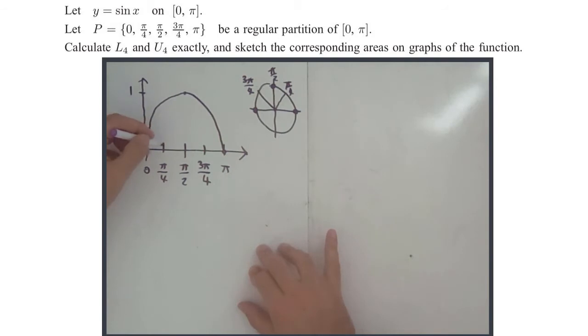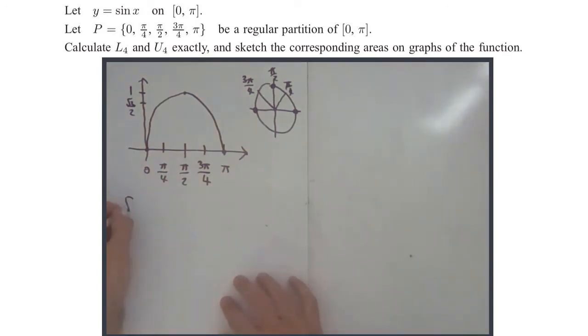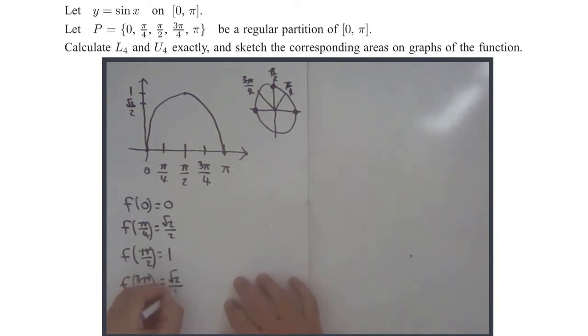So I know f of pi by 4 we said was root 2 over 2. F of 3 pi by 4 is also root 2 over 2. F of 0, remember it's sine 0, equals 0. F of pi by 4 equals root 2 over 2. F of pi over 2 equals 1, and f of 3 pi by 4 is also root 2 over 2, and f of pi equals 0. Right, so there are the values that we're going to use.